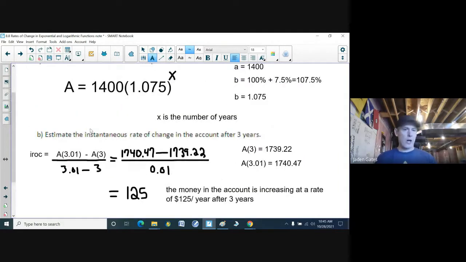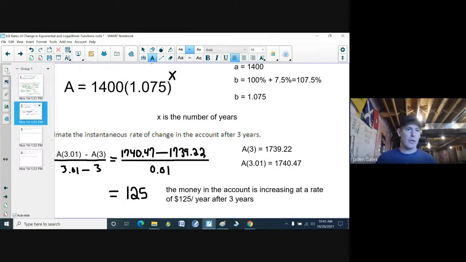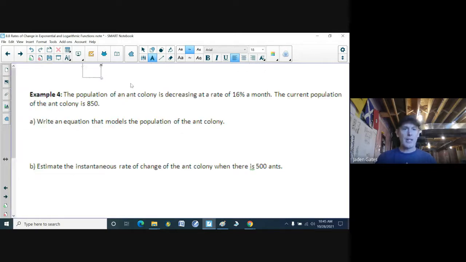All right, so let's try another one of those here. I'll throw a little something different at you. We don't have time for one more here, so I'm going to go with example 4. The population of an ant colony is decreasing at a rate of 16% a month. The current population of the ant colony is 850. Write an equation that models the population of the ant colony.